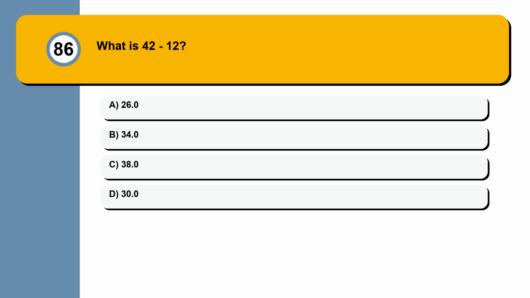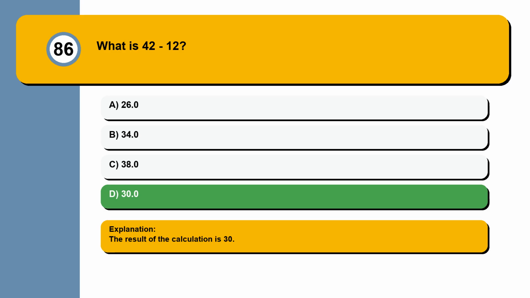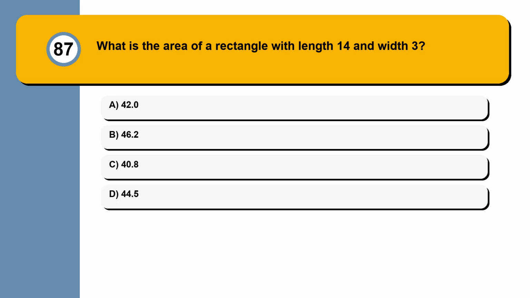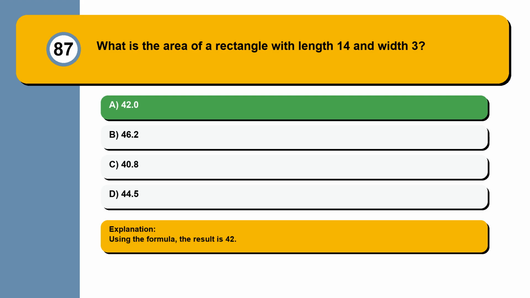Question 86. What is 42 minus 12? 26.0, 34.0, 38.0, 30.0. The result of the calculation is 30. Question 87. What is the area of a rectangle with length 14 and width 3? 42.0, 46.2, 40.8, 44.5. Using the formula, the result is 42.